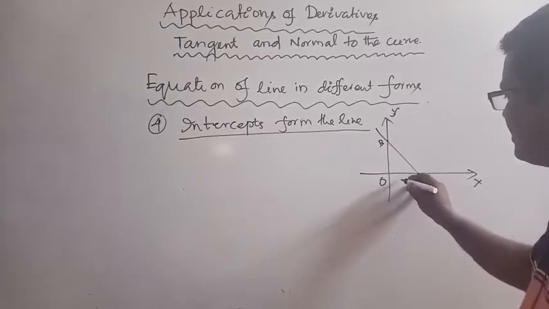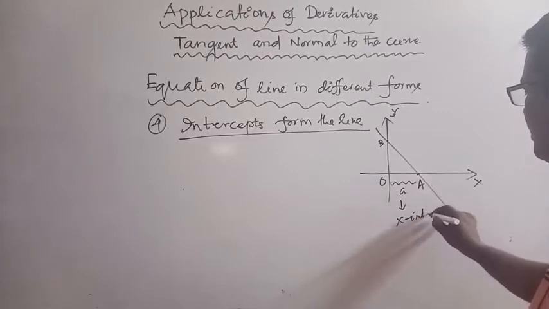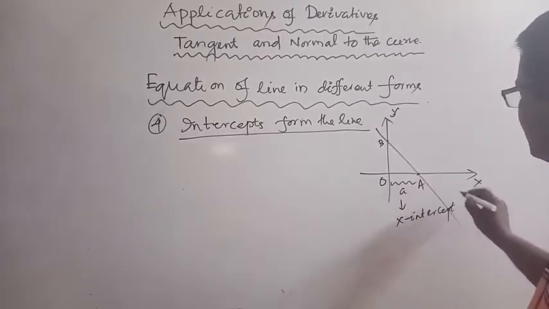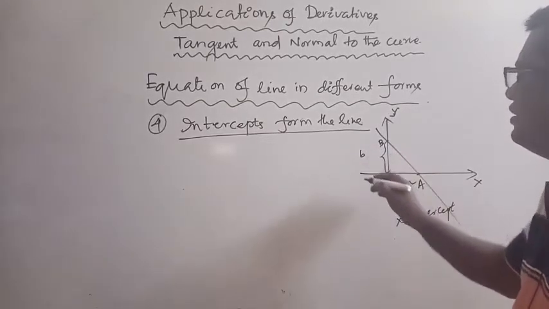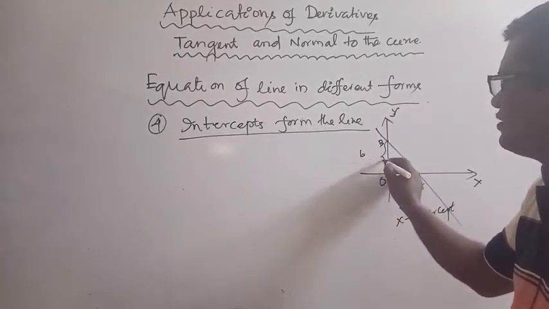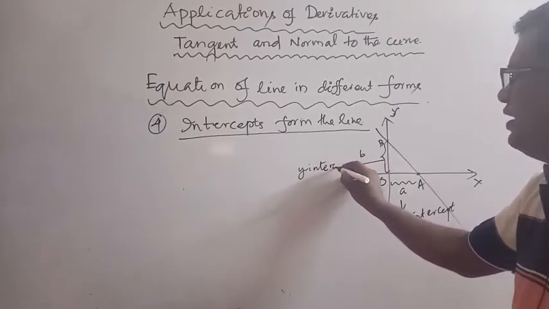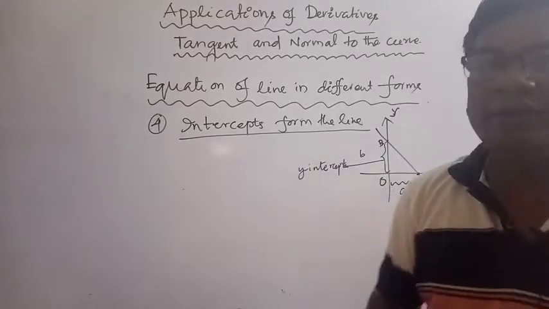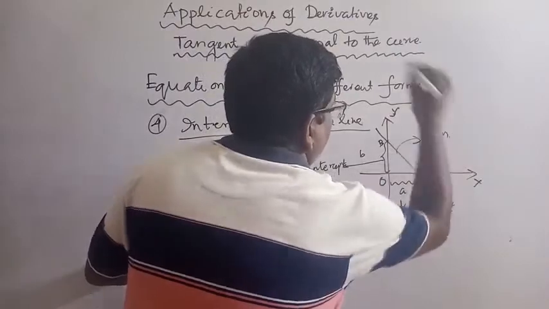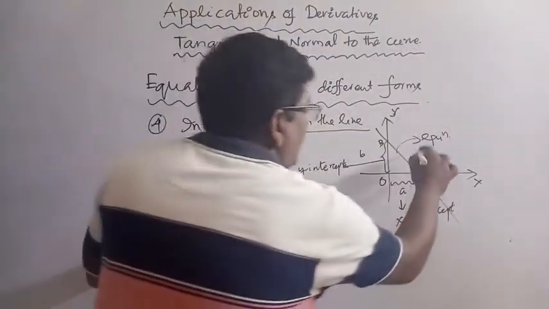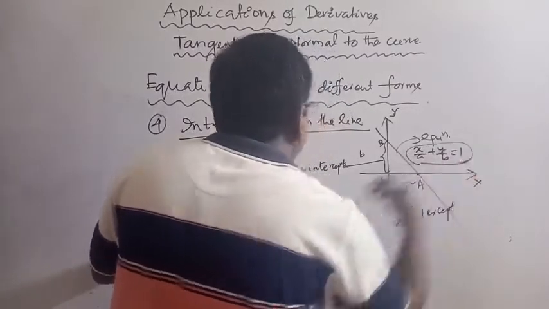Suppose this length is A. This is called x-intercept, and this length is B. This is called y-intercept. Then its equation is what? x by A plus y by B is equal to what?